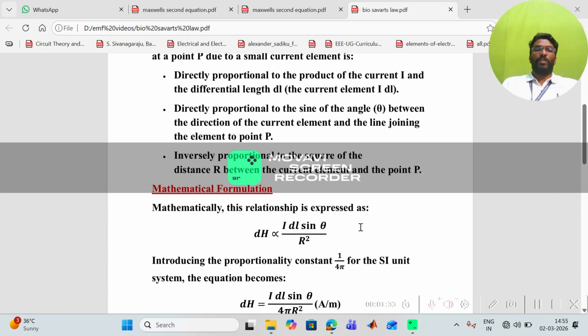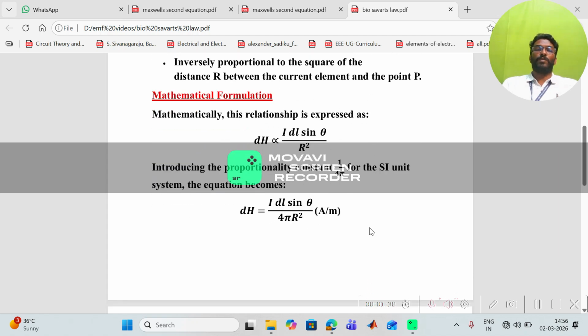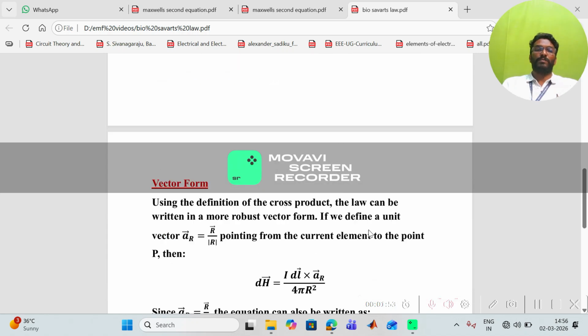Coming to the mathematical formulation, it is expressed as dH is directly proportional to I dl sine theta by r square. If we introduce the proportionality constant as 1 by 4 pi for the SI unit system, the equation becomes dH is equal to I dl sine theta by 4 pi r square amps per meter.